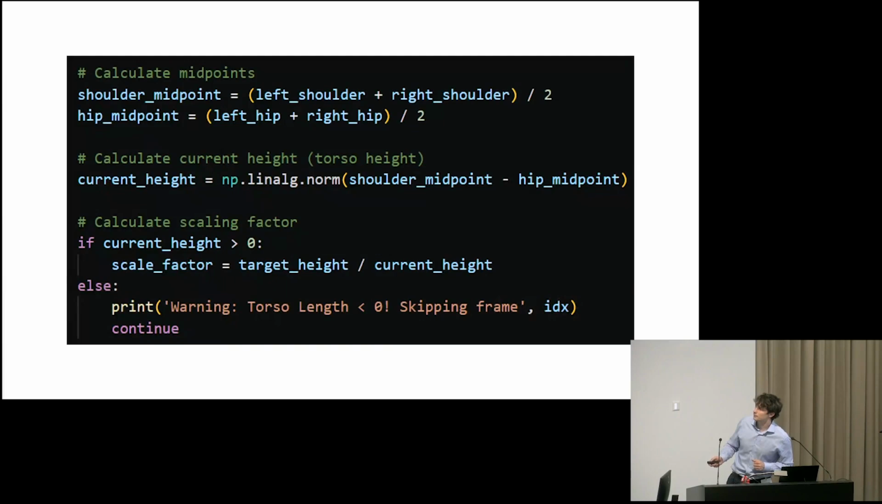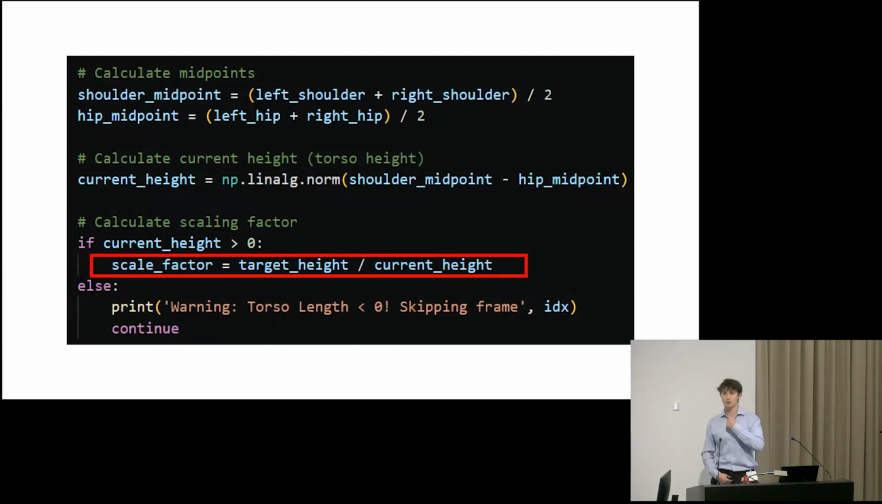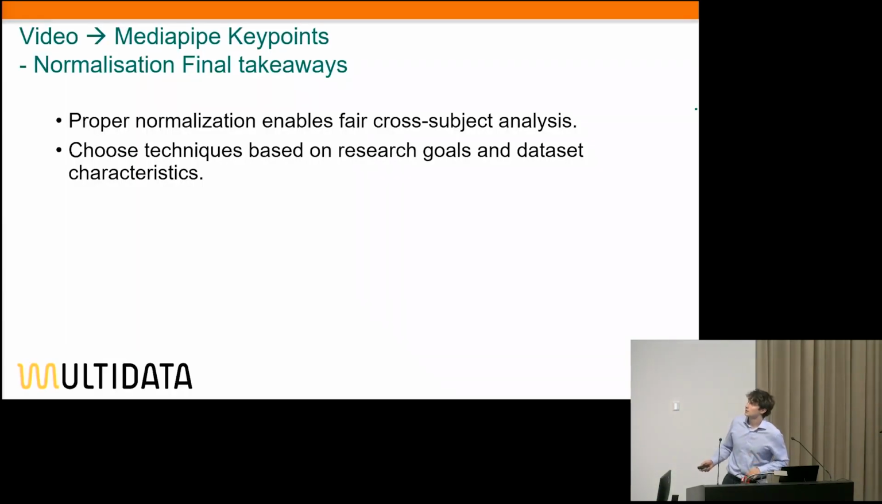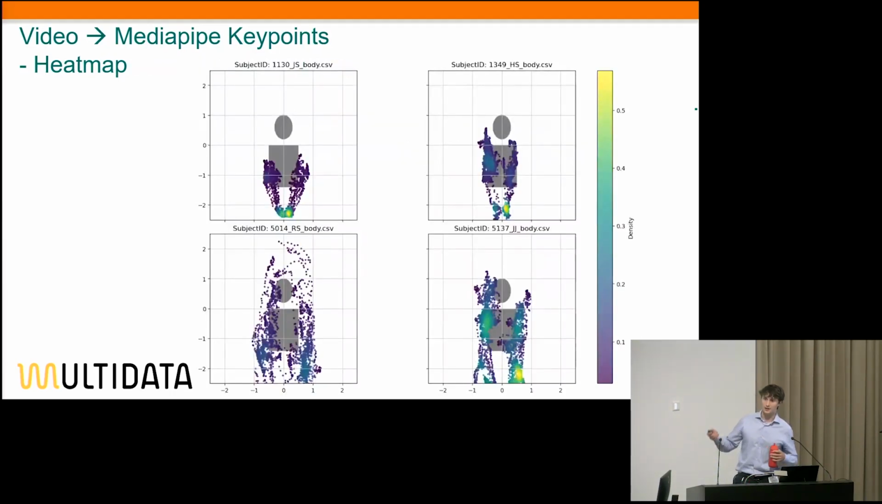Lot of code. Scale factor. This is basically we put all of the participants on the same size of this distance, so we can compare them more easily. So why do we want to normalize? Again, we want cross-subject analysis, and of course choose techniques based on your research question. I don't think I have to say that here, but yes, and then we can get output like this.